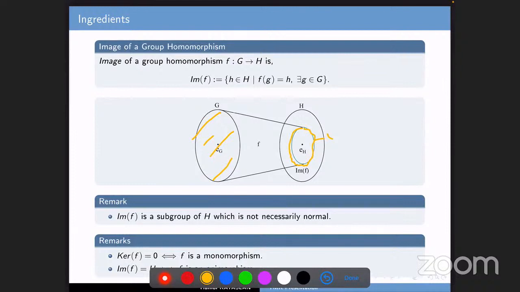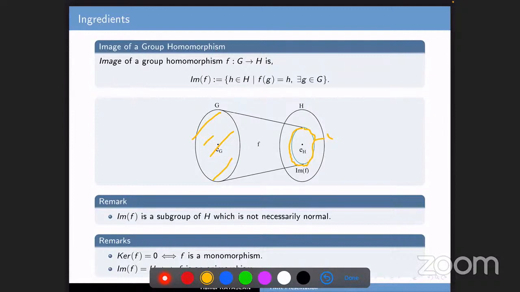In some cases it could be normal. If H is an abelian group, of course any subgroup is an abelian group, so in particular the image of F is going to be a normal subgroup too. But in other cases, image F might not be normal. So it doesn't work like the kernel, actually.